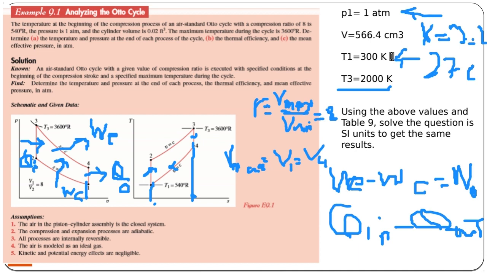So minimum value is equal to V2, which is equal to V3. So you can calculate or relate the compression ratio to the volume of the cylinder. It has given you the cylinder volume, the P1 pressure, T1 temperature, and the highest temperature inside the cycle.